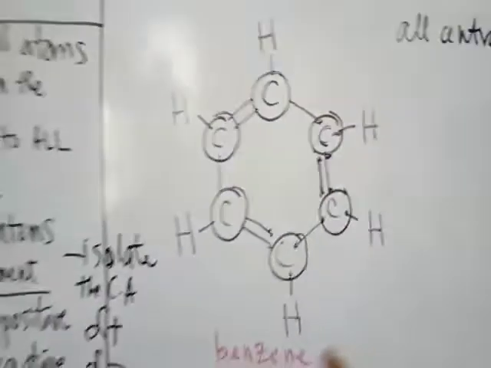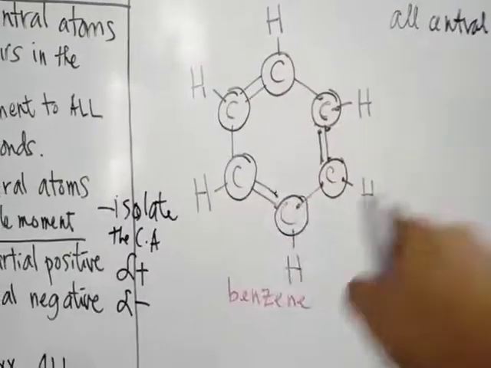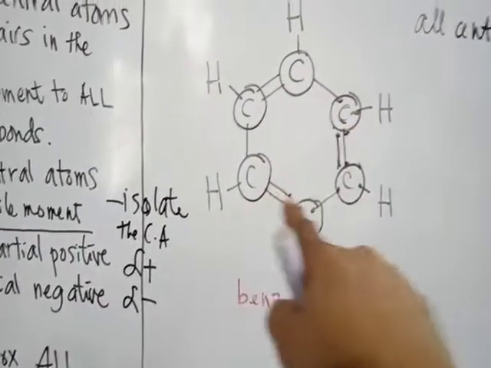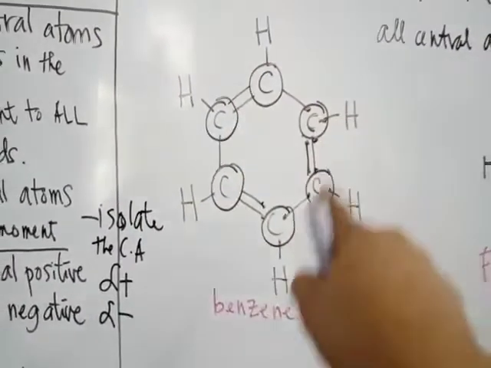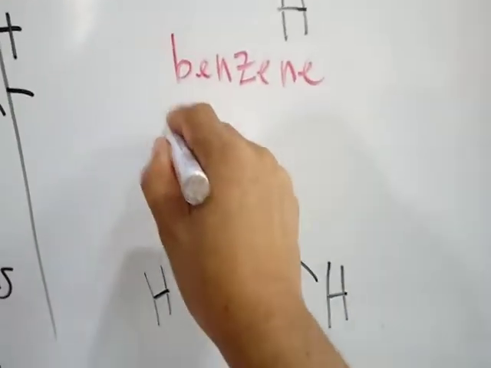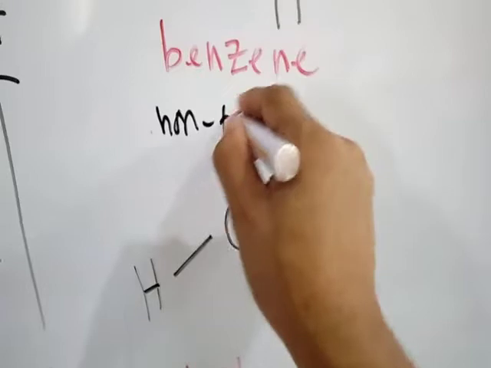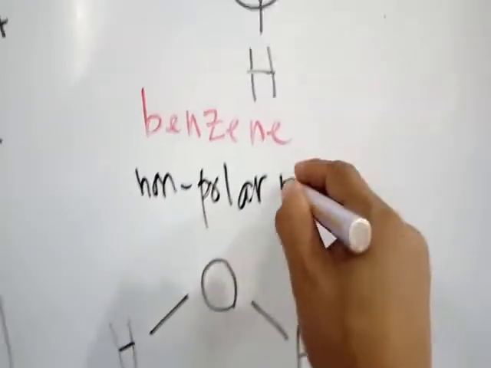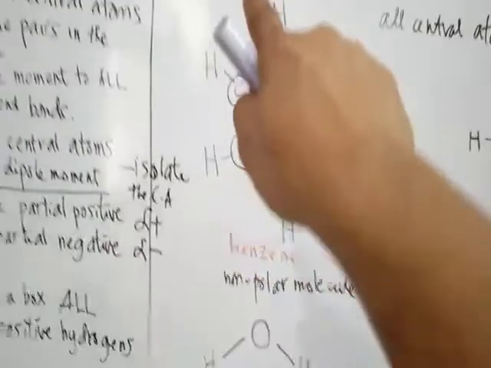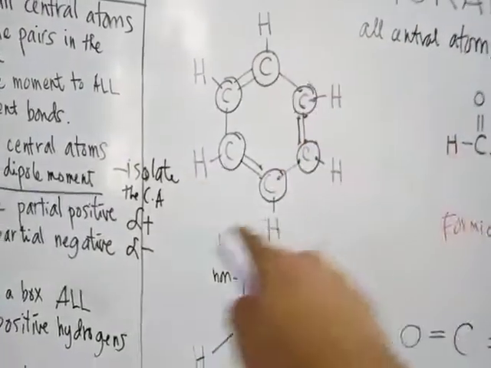So the benzene, since none of the central atoms is shaded, none of them, therefore benzene is a non-polar molecule, and the structure of benzene is a non-polar structure. Now let's go to the next.